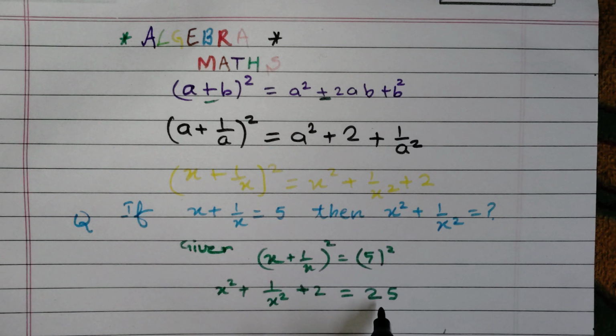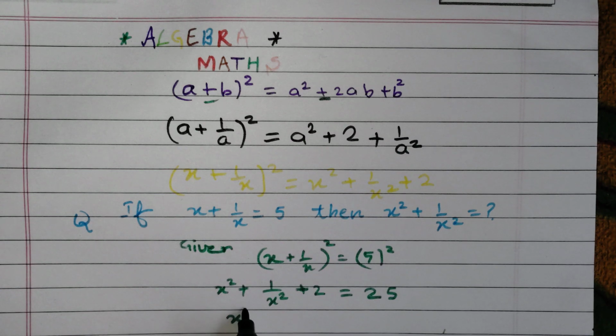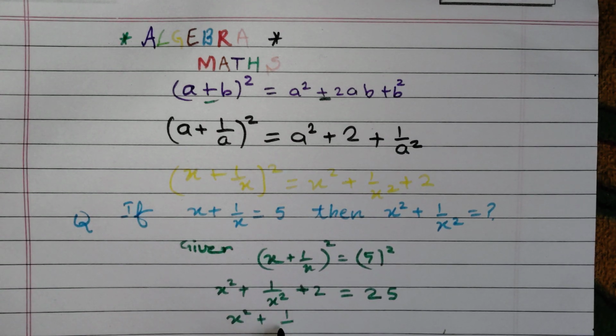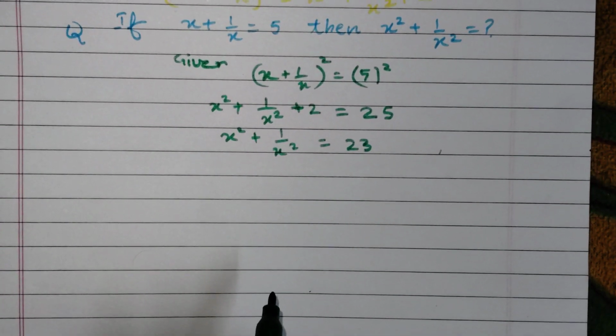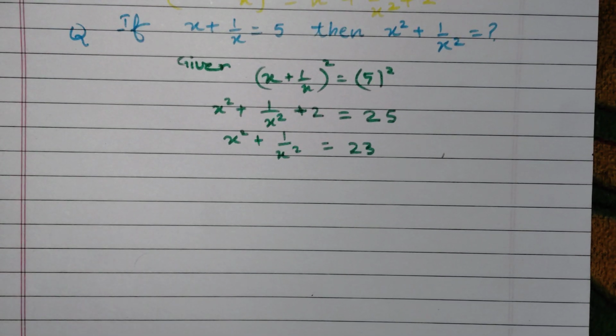Transposing this to the other side, it means subtracting 2 from both sides. This is LHS, this is RHS. So 2 from the left LHS cancels out, and what is left will be x square plus 1 upon x square equal to 25 minus 2, that means 23. So this will be left, and this is the answer.